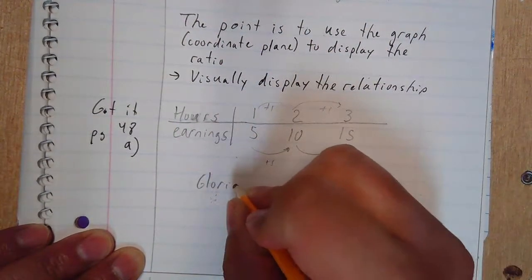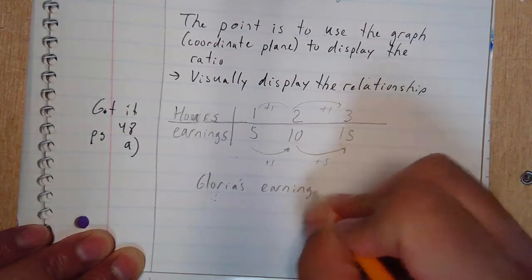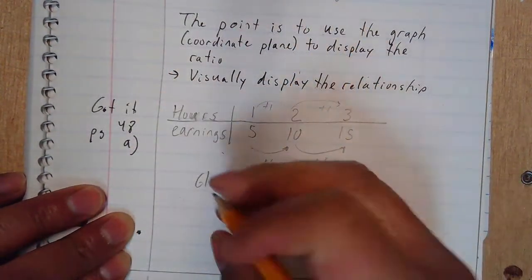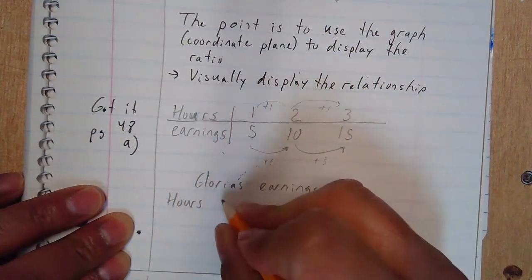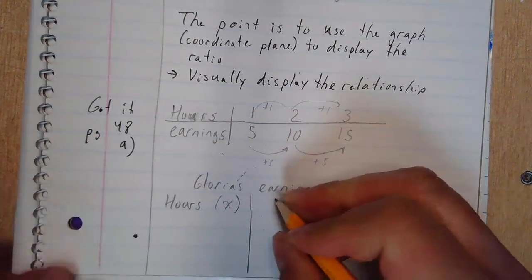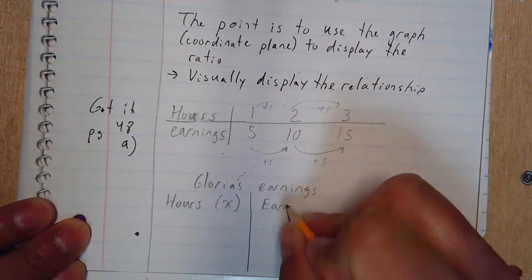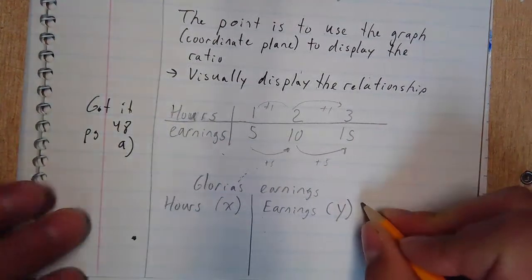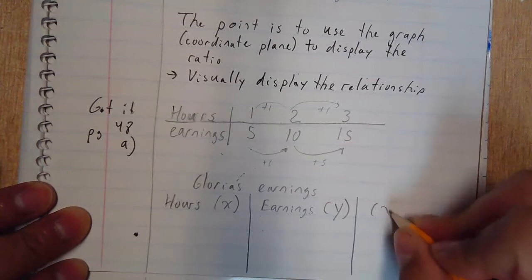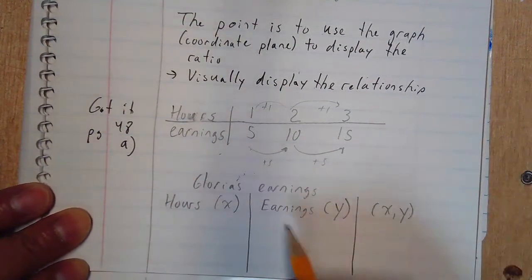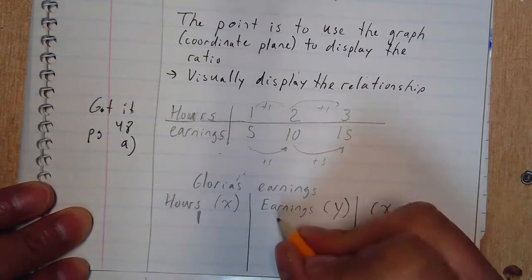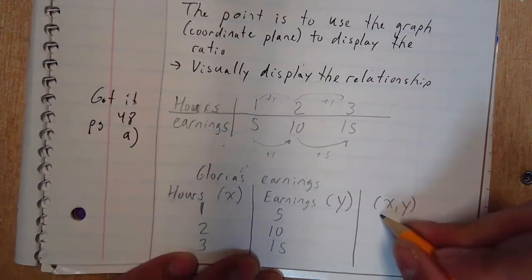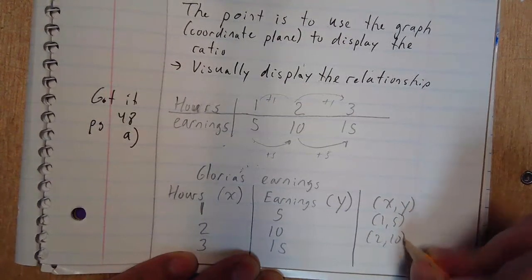We're talking about Gloria and her earnings, and that's basically what she makes. And it says hours. Hours will be the X coordinate. Earnings will be the Y coordinate, right? And then together as an ordered pair of X, Y. You just write what you wrote: 1 hour, $5. 2 hours, $10. 3 hours, $15. As ordered pairs: (1, 5), (2, 10), (3, 15).